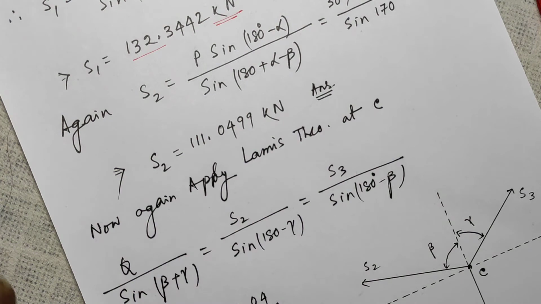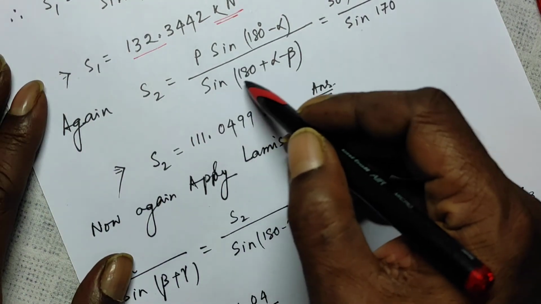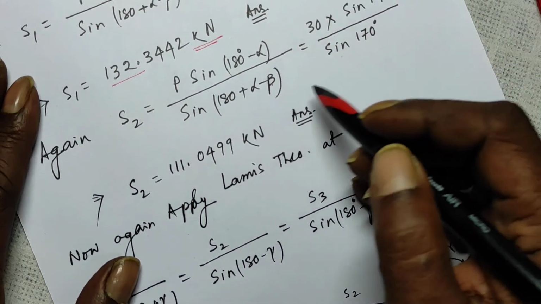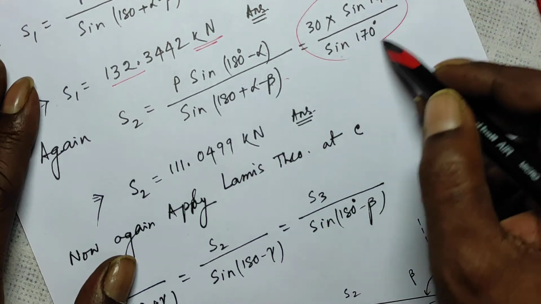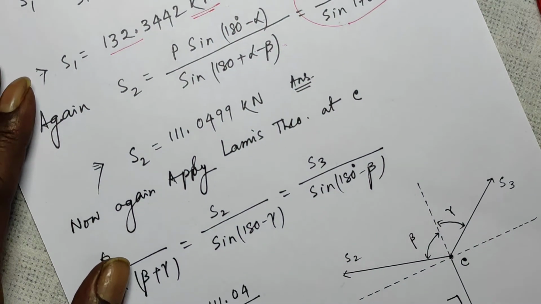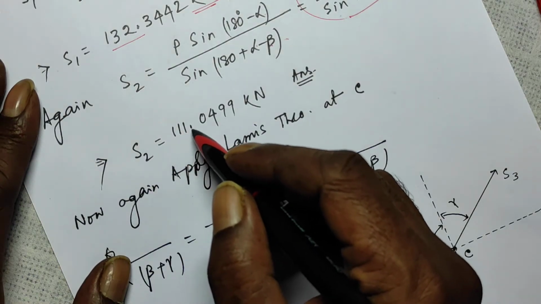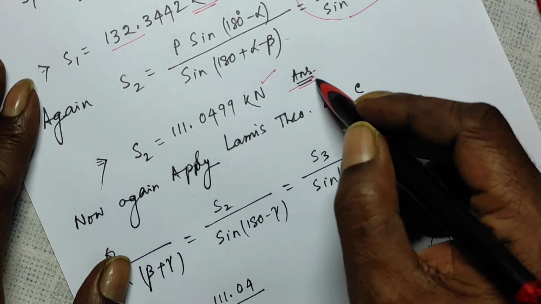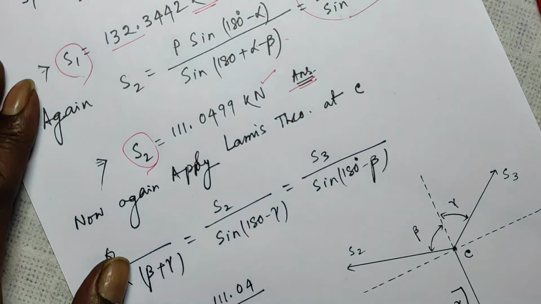By cross multiplying, you get S2 is equal to P sine 180 minus alpha over sine of 180 plus alpha minus beta. Just put the value of P, alpha, beta, and use a scientific calculator, you get S2 as 111.0499 kilonewton, the second answer. So S1 is found out, S2 is found out.